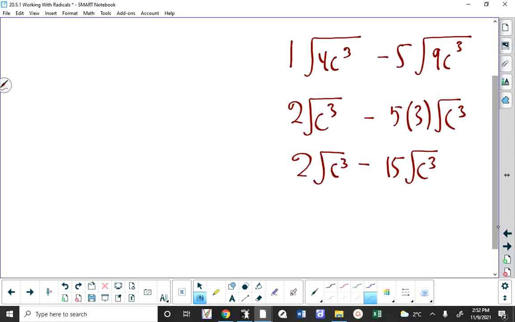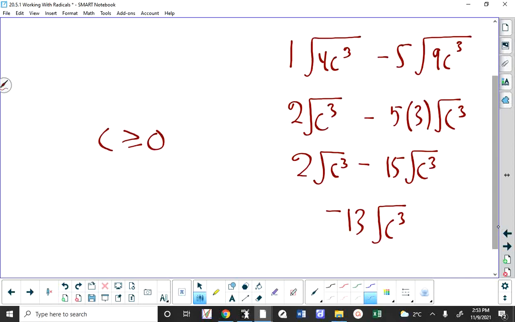So we get this. And are these things like terms? Yes, they are: square root c cubed. That's what we're doing. We've got 2 of them, and we're subtracting 15 of them, which gives me negative 13 of those things, which are square root c cubed. By the way, c must be greater than or equal to 0 because you're taking a square root.